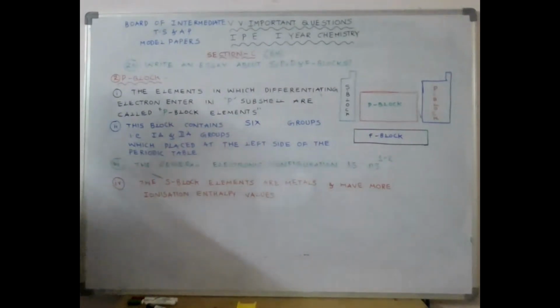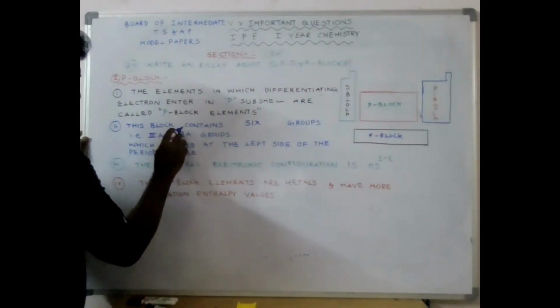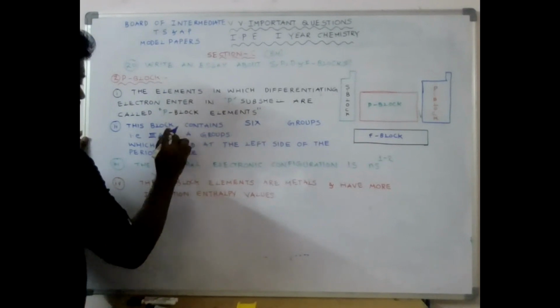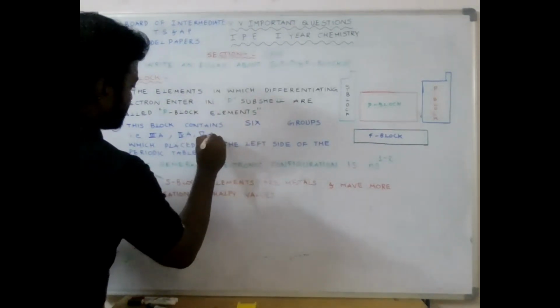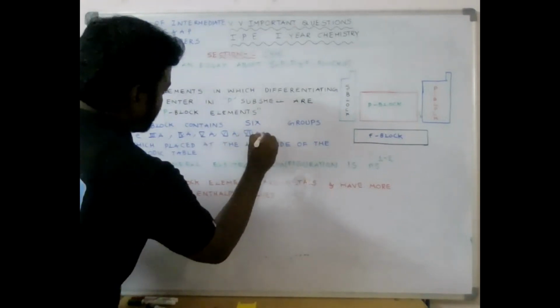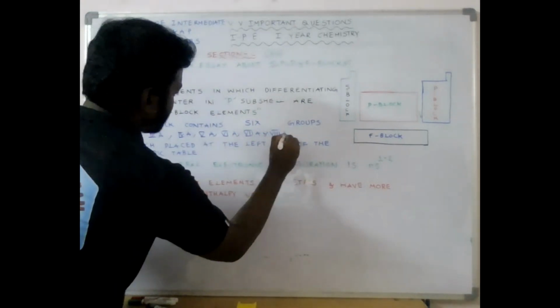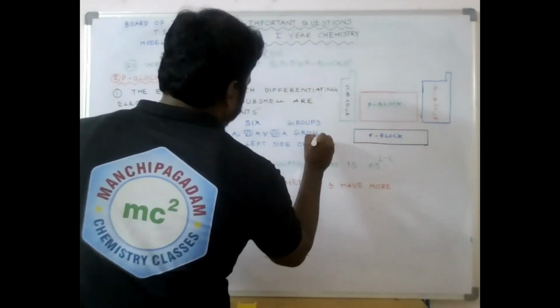Okay, 6 groups. What are those? Third A, fourth A, fifth A, sixth A, seventh A, and eighth A or 0. Anything you can write. Eighth A groups. Second point also completed.